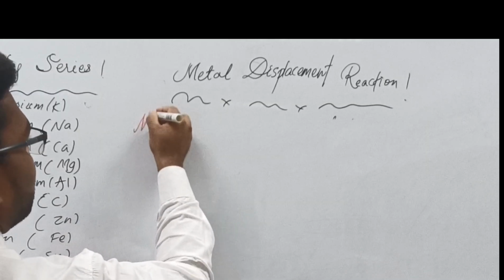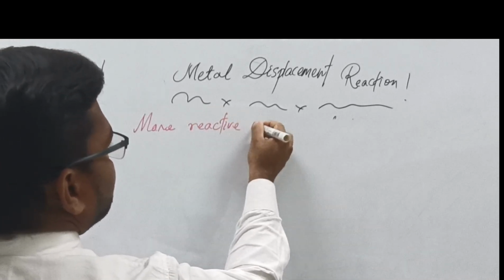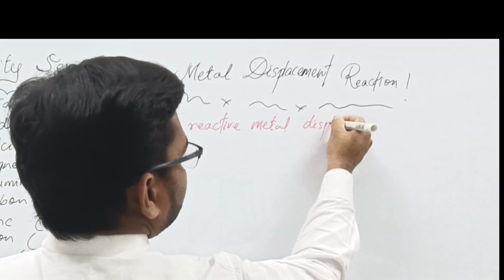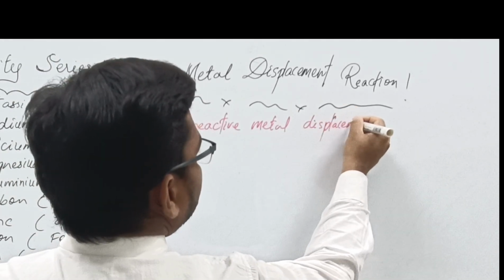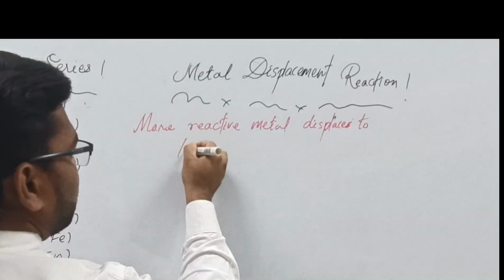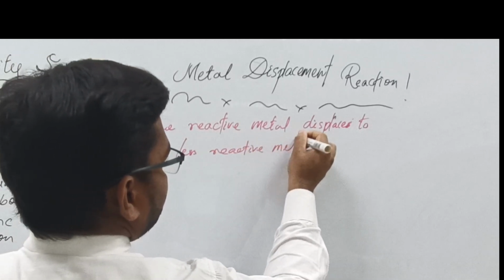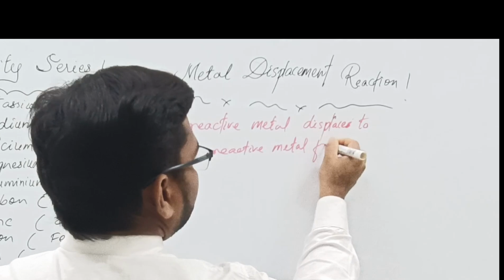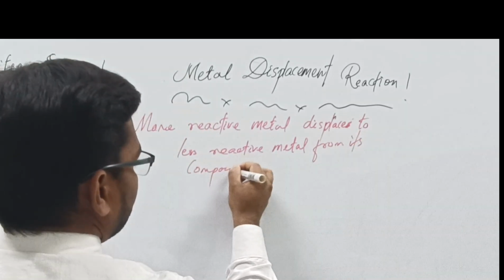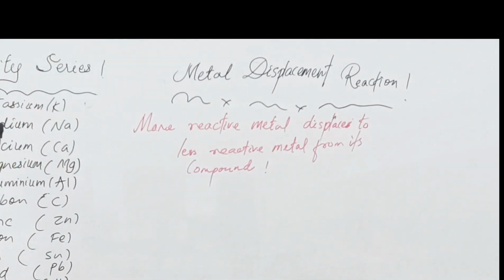So a more reactive metal displaces the less reactive metal from its compounds. Alright, it's known as a metal displacement reaction.